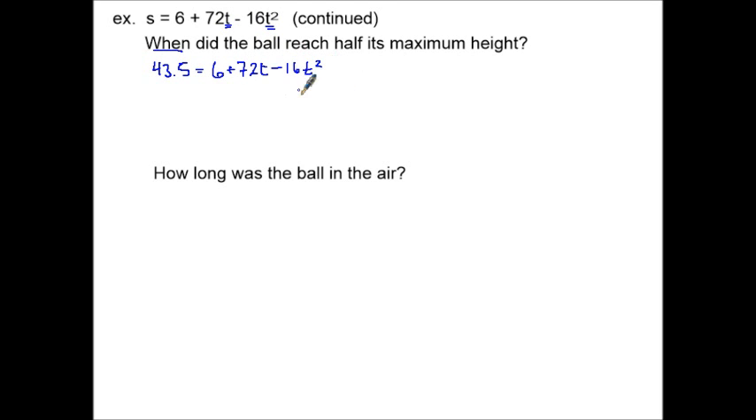Now I've got a quadratic, so I can either bring the 43.5 to the right, or I can move everything over to the left, depending on your personal opinion. I'm going to do the least amount of work here, and then have to deal with a negative, but whatever. Just make a choice and run with it. So 0, and I'm going to write this in descending order so it looks a little bit nicer: negative 16t squared plus 72t, and subtracting 43.5 gives me a negative 37.5.